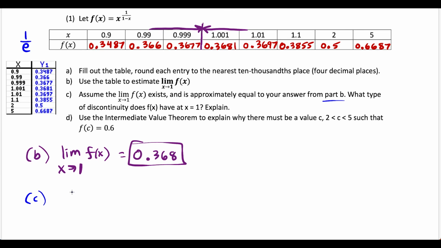So for this one, what we want to think about is that if we were to investigate what is f of 1, so we plug x equals 1 into the function, and notice we have a 0 denominator. So f of 1 is undefined. And what we have to think about is that in part B, we have that the limit approached 0.368, and we're assuming that our limit does exist. So if our function is undefined, but we have a limit at x equals 1, that means we have a removable discontinuity.